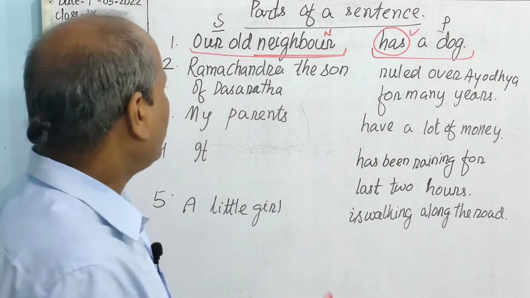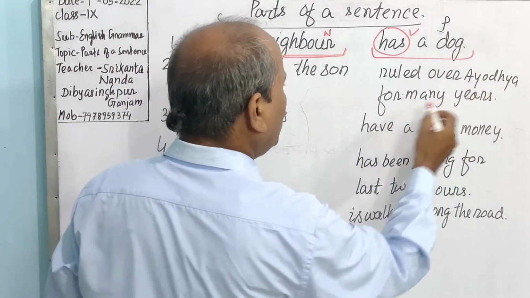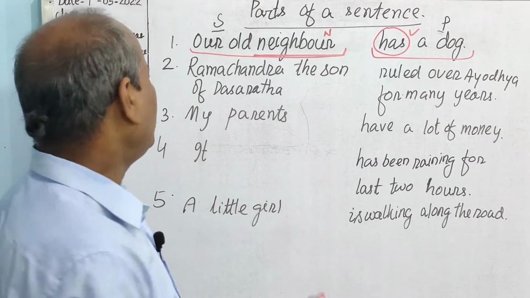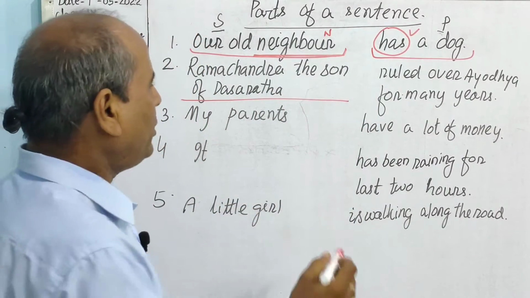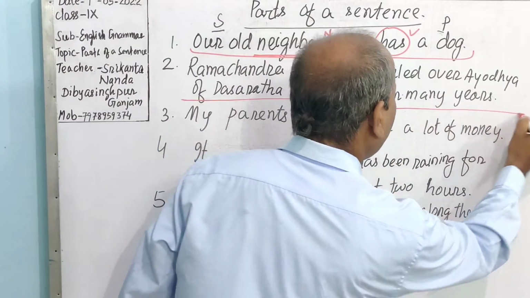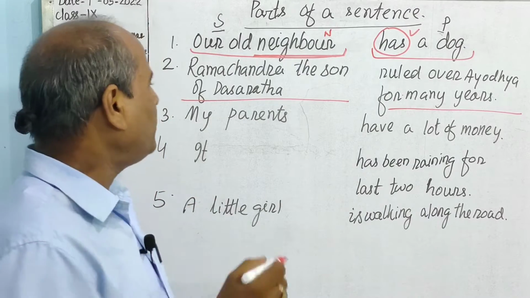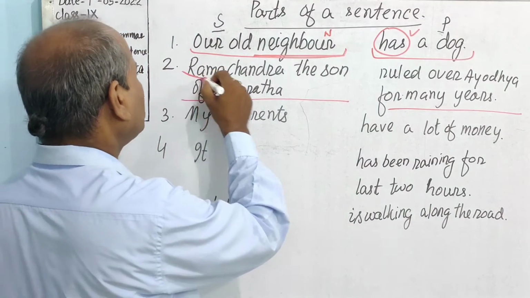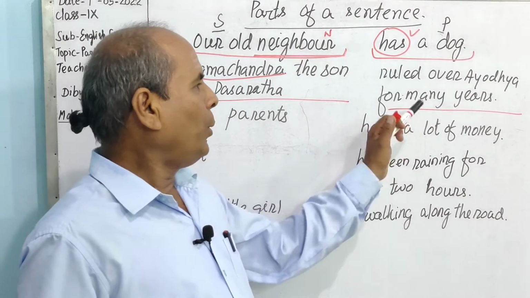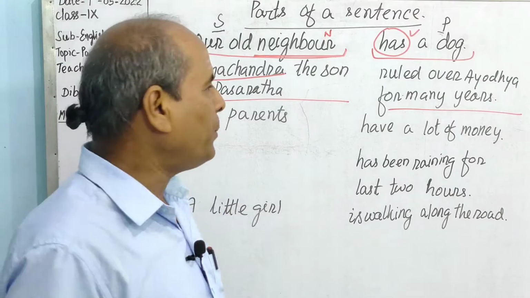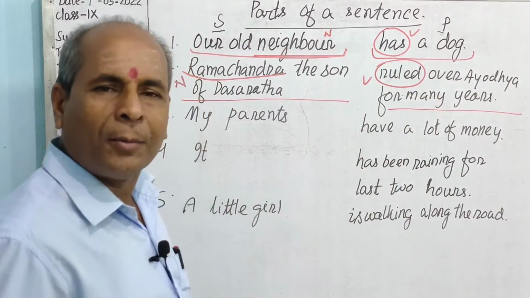Next, in the second sentence, Ramchandra, the son of Dasaratha, ruled over Ayodhya for many years. In this sentence, Ramchandra, the son of Dasaratha, is the subject, and ruled over Ayodhya for many years is the predicate part. So, what is the head word of the subject? Ramchandra. This is a noun. Next, ruled over Ayodhya for many years, this is the predicate part. So what is the head word? Ruled. It is a verb.